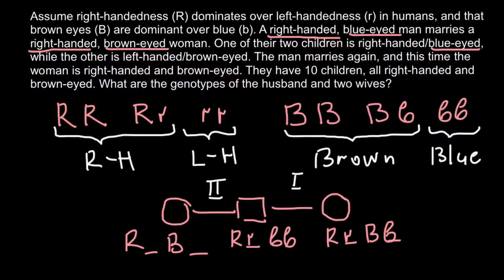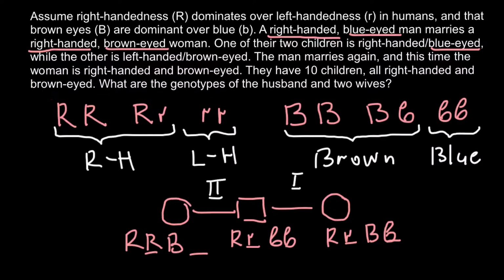Let's try to determine the genotype of this female by analyzing the probable genotypes and phenotypes in their children. So we are told that this couple has 10 children, all right-handed and brown-eyed. So if this female were heterozygous for right-handedness, out of 10 children we would expect a quarter, about 2 or 3 children, to be left-handed, if this female had a recessive allele. So most likely she is homozygous dominant, so capital R, capital R.